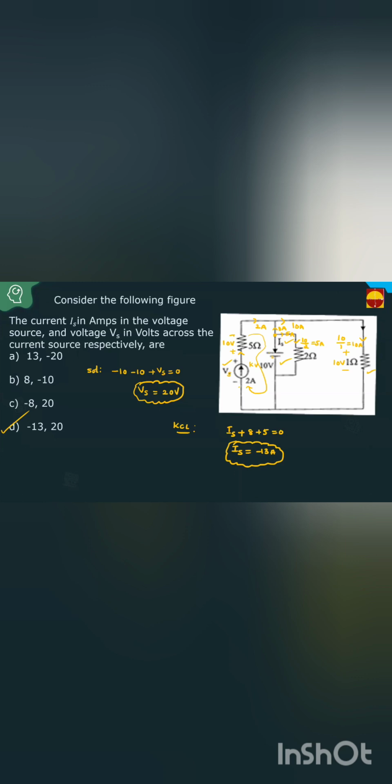Clear? Understood or not? Very simple. This 1 ohm is parallel with 10 volts, so 10 by 1 is 10 amperes. 10 amperes is leaving, 2 amperes is entering, so 8 amperes must be entering. This is 10, this is 2, this is 5 amperes. 8 amperes is leaving, 5 amperes is leaving, Is is also leaving. Then the sum of the leaving currents equals 0. Then Is plus 8 plus 5 equals 0, so Is equals minus 13 amperes. Voltage is 20 volts, current is minus 13 amperes. That is option D, the right answer. Clear? Like this you have to follow. Next.